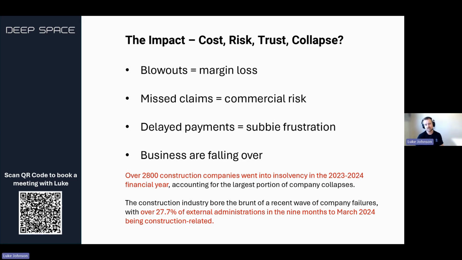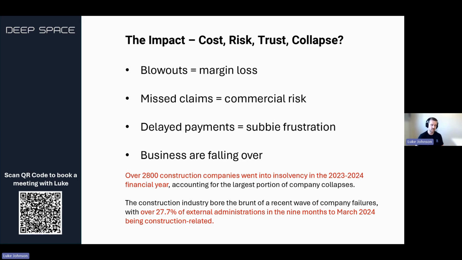This is a really important fact to just pause and talk about for a second. Over 2,800 construction companies went into insolvency in the 2023-24 financial year. It's the largest portion of company collapses. I'm sure that you have experienced this, either amongst your peers or you've heard about it, you've seen businesses starting to downsize, and the construction industry itself is bearing the brunt. Over 27.7% of those going into voluntary administration were construction related in a given time period.